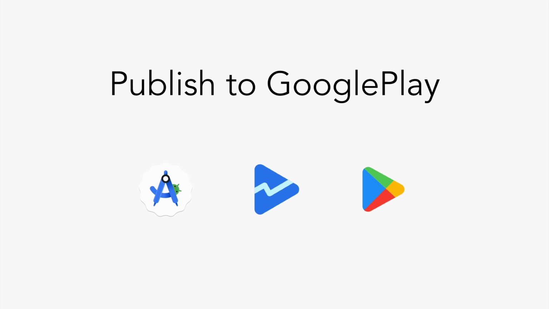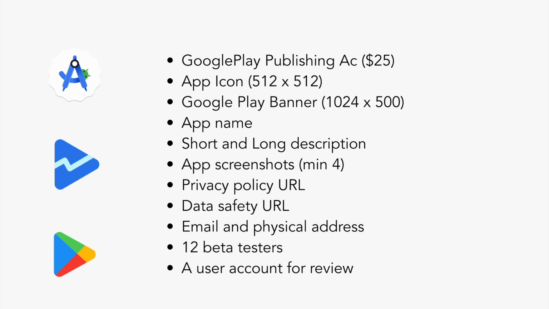So, let's get started. Before we dive in, let's talk about the things that you need before publishing an app to Google Play. Having these ready will make the process super smooth. You will need to create a Google Play developer account. There is a one-time $25 registration fee, a high-quality app icon with the size of 512 by 512, and a Google Play banner with the size of 1024 by 500.